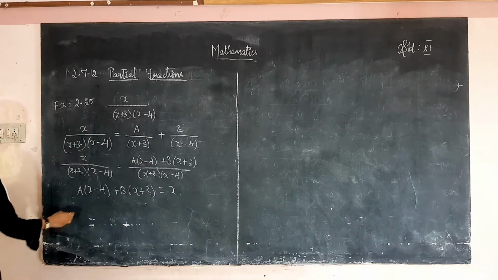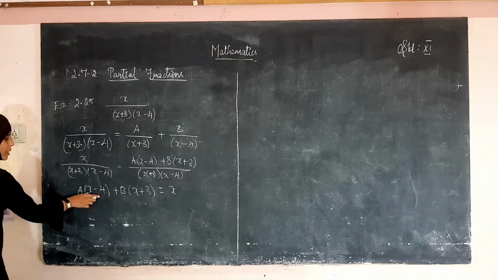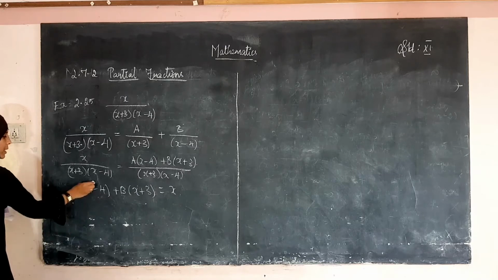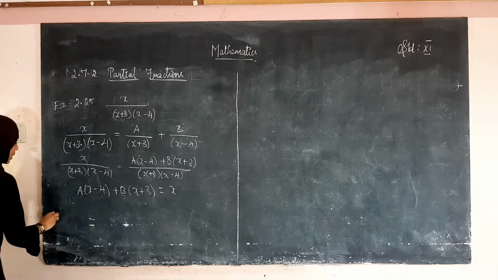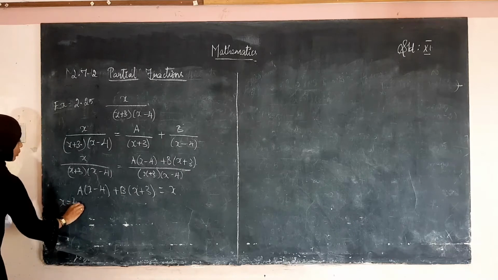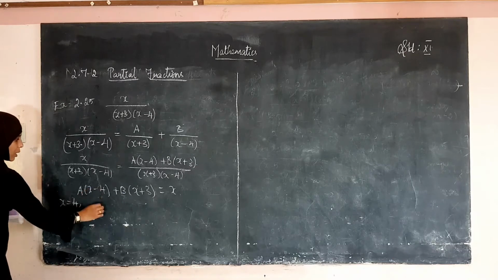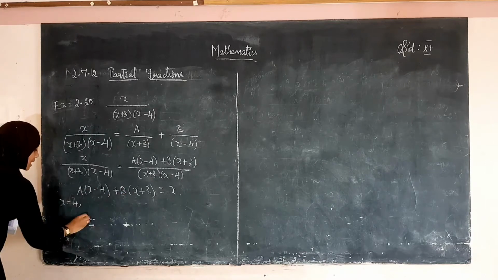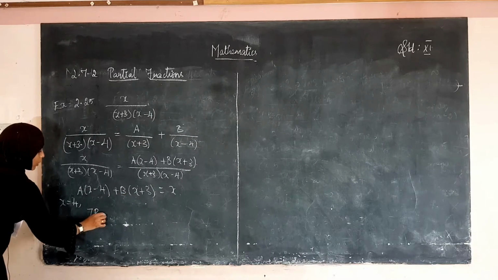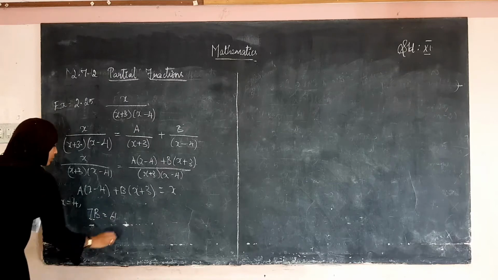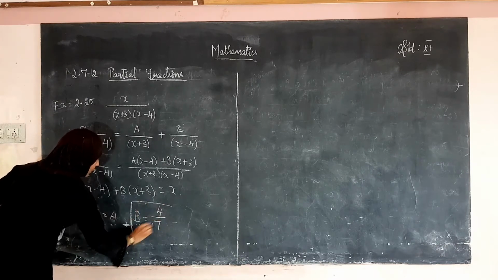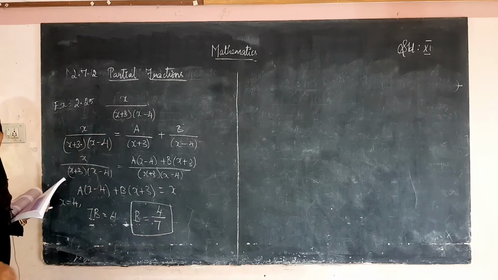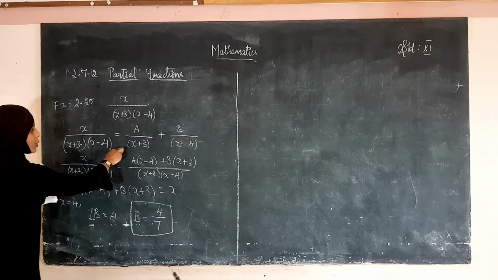See, here it is x minus 4, right? If we substitute x is equal to 4, what happens? This term becomes 0, so we will get the value of b. So x is equal to 4, this term becomes 0, and 4 plus 3 is 7. 7 into b is equal to 4. So what's the value of b? b is equal to 4 divided by 7. We have to find the value of a and b, then only we can substitute here, right?